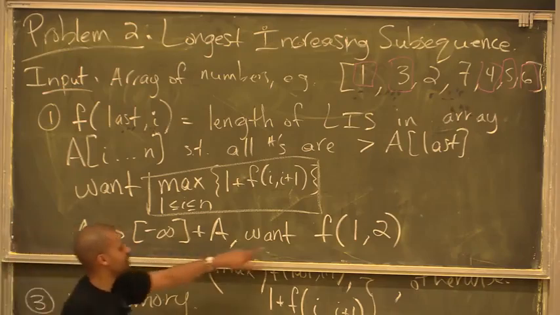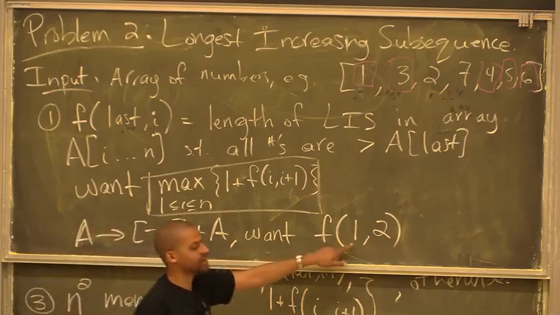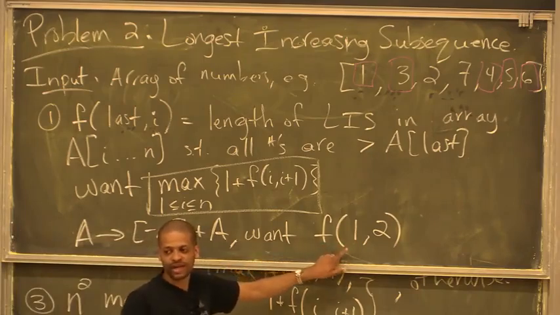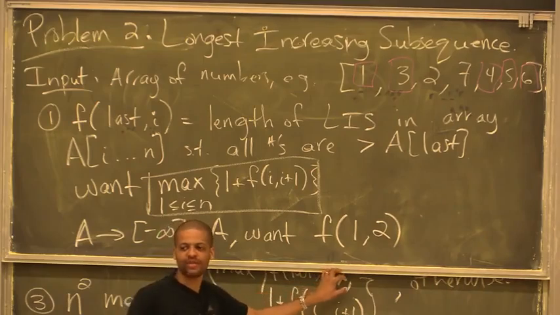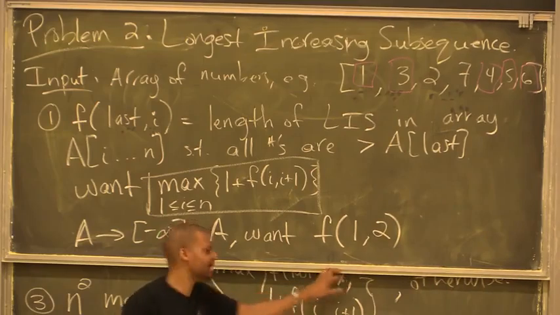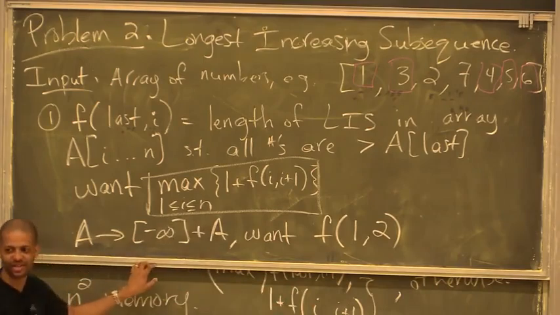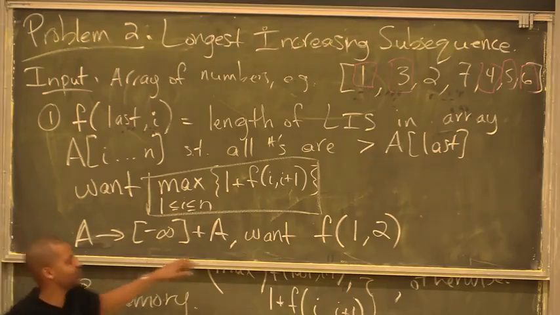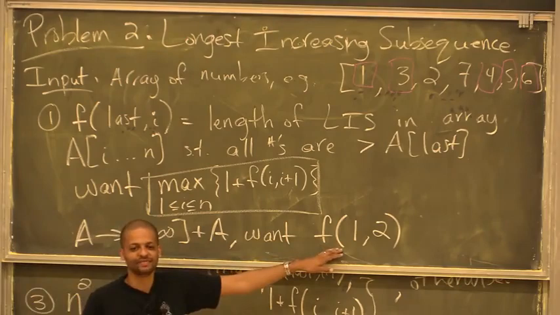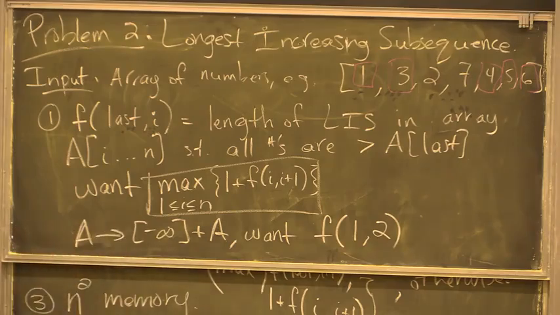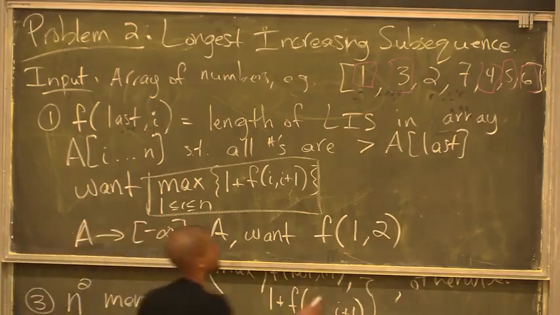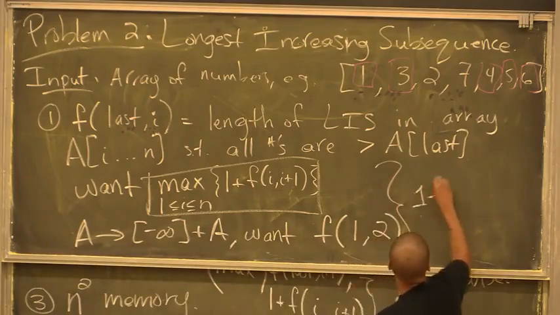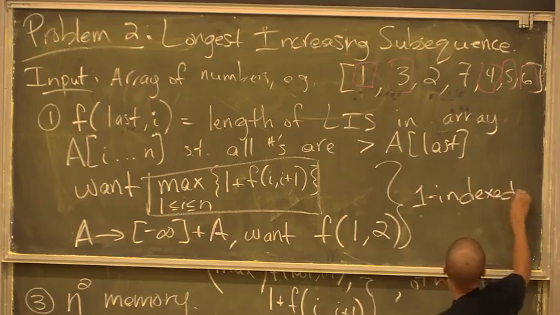what I'm saying here is, what's the length of the longest increasing subsequence only using item 2 onward, where all the numbers have to be bigger than item 1. But item 1 is minus infinity, because I added minus infinity, and everything is bigger than minus infinity. So basically, any increasing subsequence would be OK. Sorry? Yeah, here it's one indexed. Any other questions?